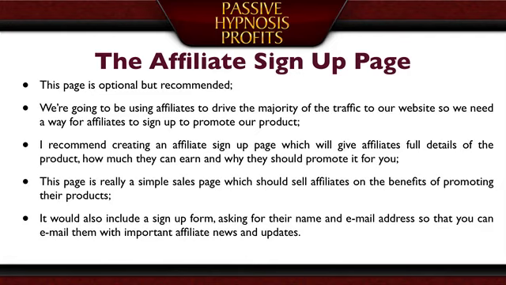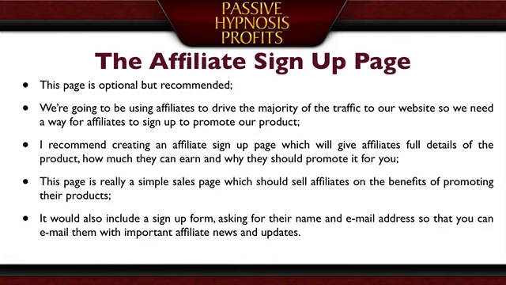So we're going to be using affiliates, although I am going to teach you 50 other different ways of driving traffic. We are going to be using affiliates to drive the majority of the traffic to our website. So what we really need to do is to create a way that affiliates can sign up in order to promote our products. So what I recommend you do is to create an affiliate sign-up page or an affiliate registration page, which will then give affiliates full details of the product. It will tell them how much they can earn and tell them why they should promote it for you as well. It's really, I guess, a kind of simple sales page, which rather than selling the general public on your product, will sell affiliates on the benefits of promoting your products.